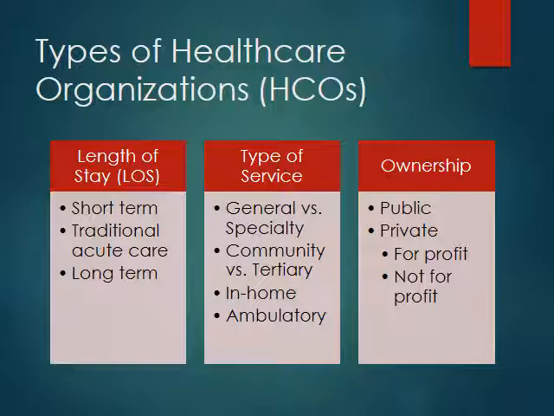HCOs can also be categorized by type of service. One categorization is: is it a general or a specialty facility? Most hospitals offer general medical and surgical services, but there are some that specialize in a specific type of care. Examples of those would be a women's care hospital, children's hospital, a heart hospital, or a facility that only does weight loss surgeries. There are many examples of specialty HCOs these days. You can also categorize a facility by whether it is a community healthcare organization or a tertiary organization.